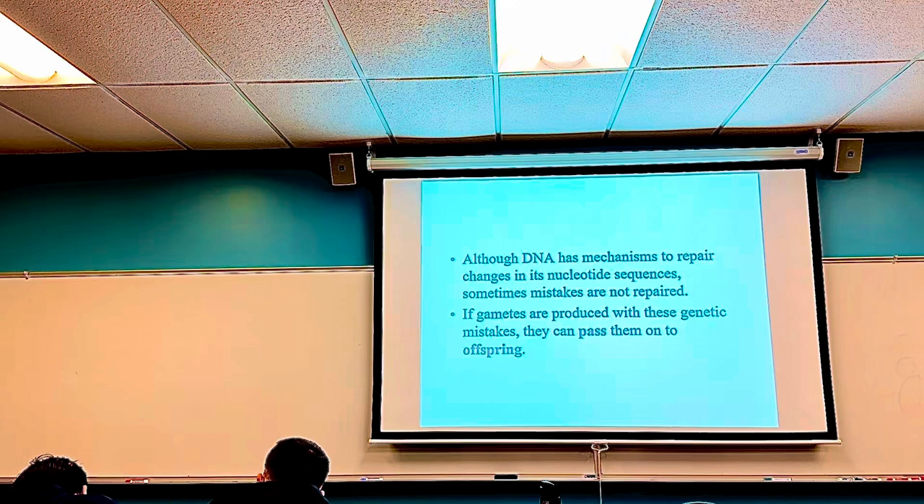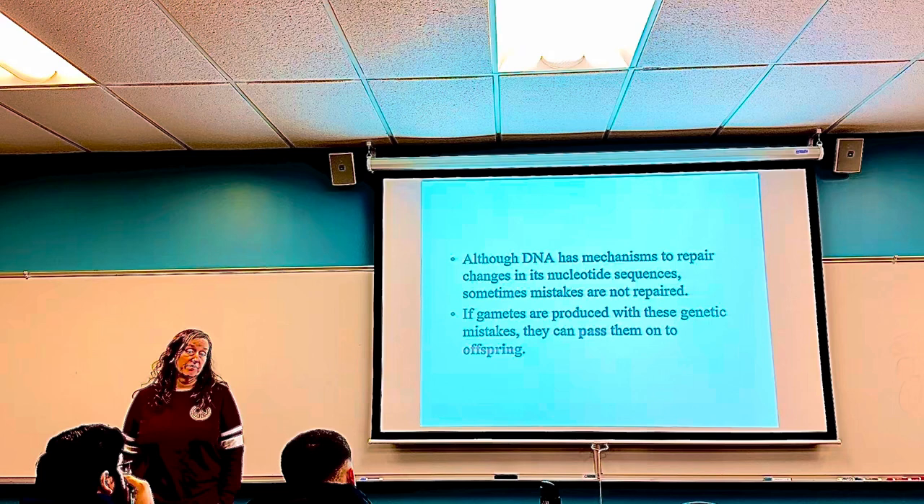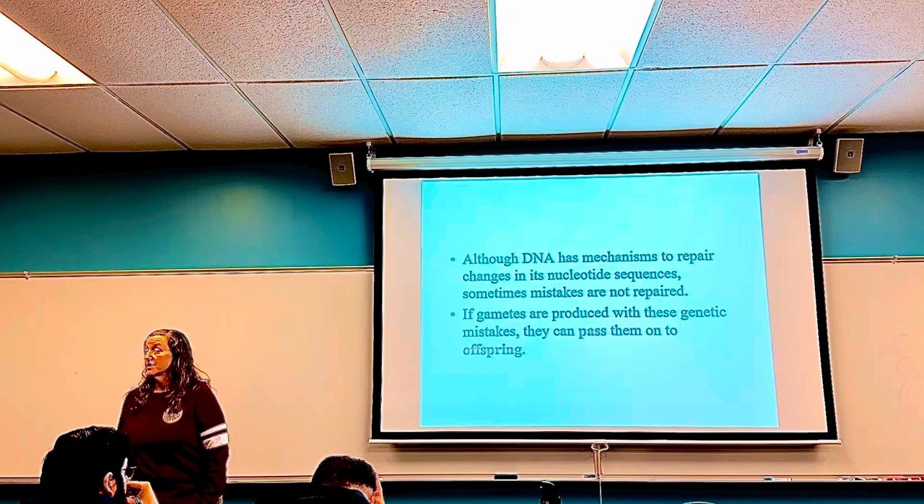There are checkpoints that try to correct any mutations that might occur, but even with those checkpoints, there's only about three of them. And there's, again, a huge volume of information copied from the parent cell to the daughter cell, and still mutations get by.